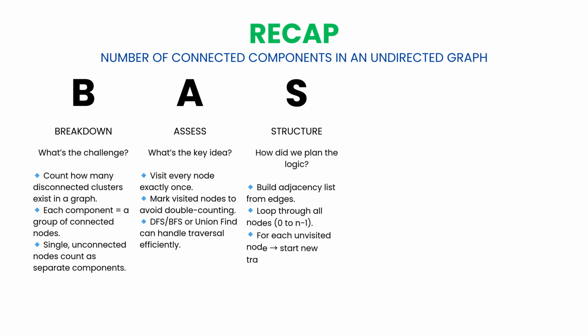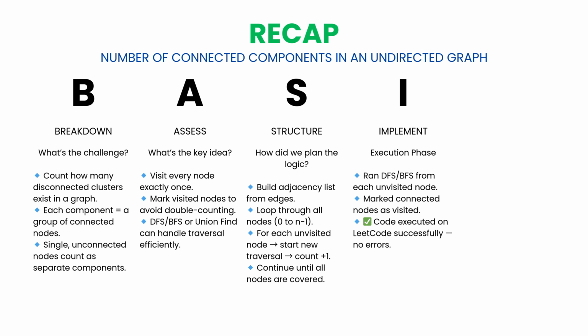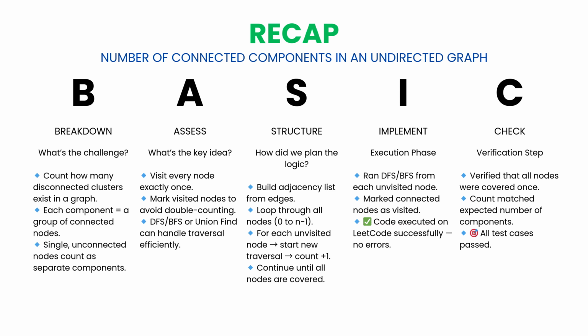Plan of attack: build an adjacency list from the edges. Keep a visited set/array. Scan nodes 0 to n minus 1. When we find an unvisited node that starts a new component, increment the count and explore all reachable neighbors. Continue until all nodes are processed, then return the count. We followed that flow. Constructed the graph, ran DFS/BFS from each unvisited node, and marked nodes as visited to avoid repeats. The solution executed on LeetCode smoothly with no errors. We verified correctness by running through disconnected graphs, fully connected graphs, and cases with no edges. The logic behaved as expected and passed all LeetCode test cases.